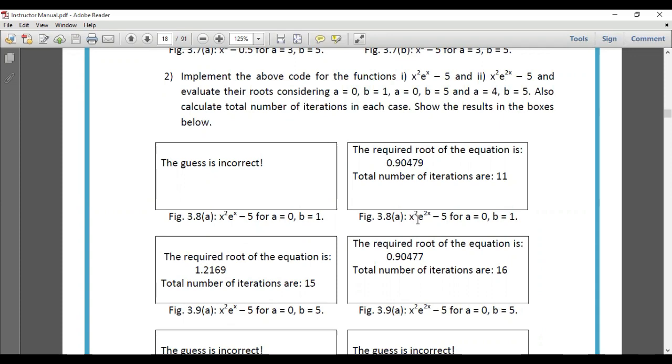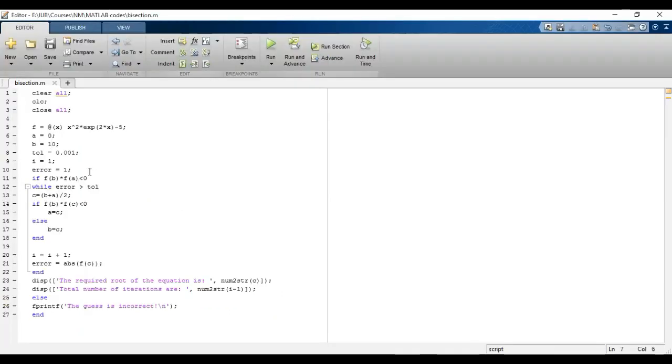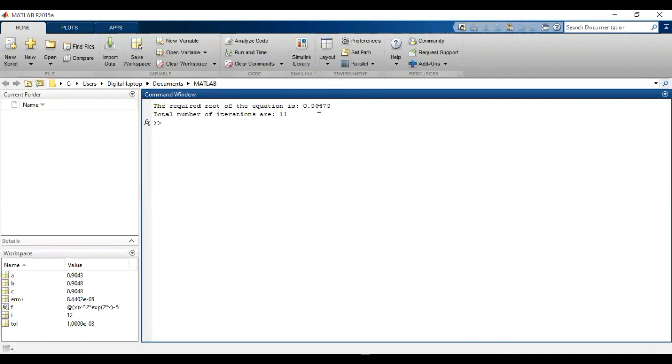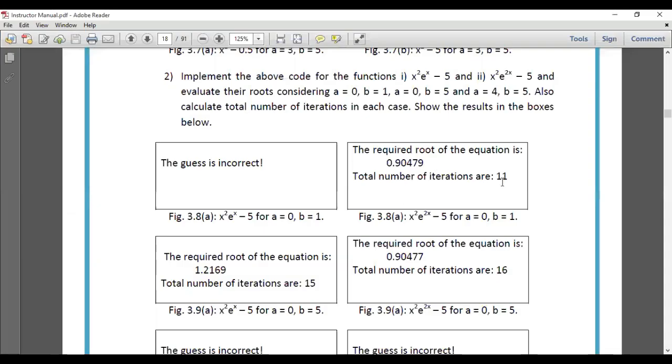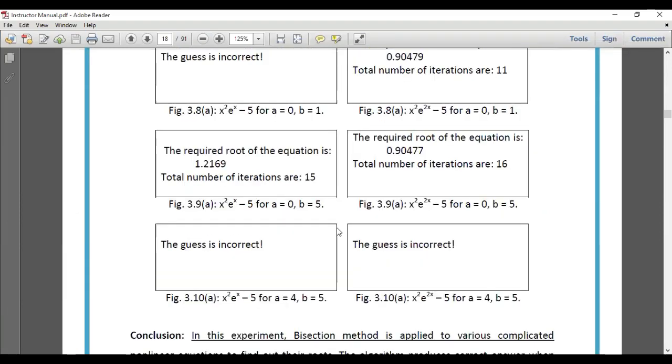So if I specify x square e to 2x minus 5 for a is equal to 0, b equal to 1. Now let's see what result we obtain. So 0.90479 and 11 iterations have been taken by the algorithm.